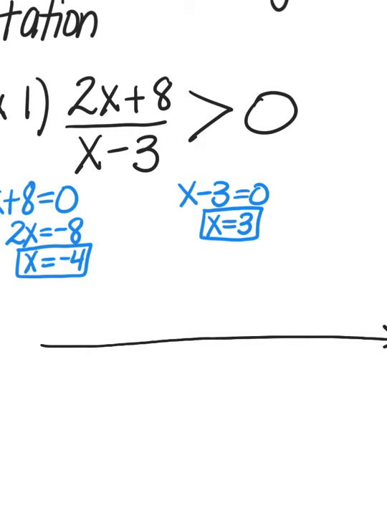So I'll draw my number line. I'll put those two solutions there, negative 4 and 3. And now I'm going to pick test numbers from each interval. So first I'm going to look for a number that's to the left of negative 4. So I'll choose negative 5 to plug in. Then I'll choose a number that's between negative 4 and 3. I'll choose 0. And then I'll choose a number that's greater than 3. So I'll choose 4.